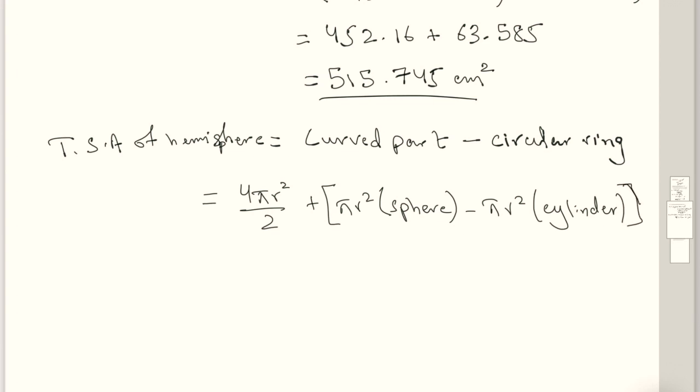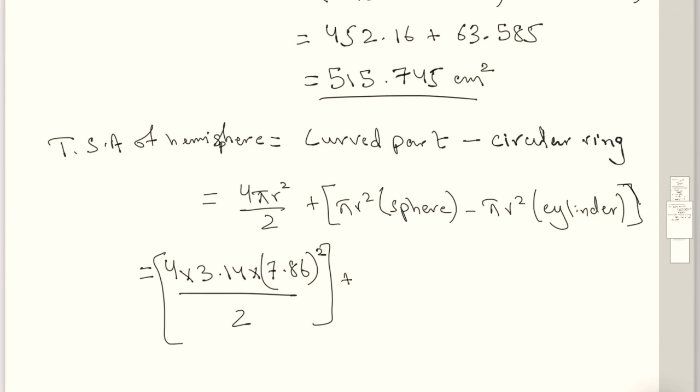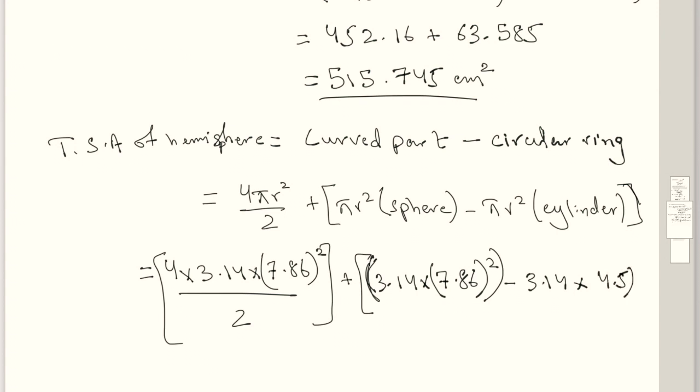Okay, now let's start plugging in these values. So 4 times 3.14 times 7.86, because that's the radius of the hemisphere, divided by 2, let me put this in brackets, plus pi r squared, 3.14 times 7.86 squared minus 3.14 times 4.5 squared, because that is the radius of the cylinder.